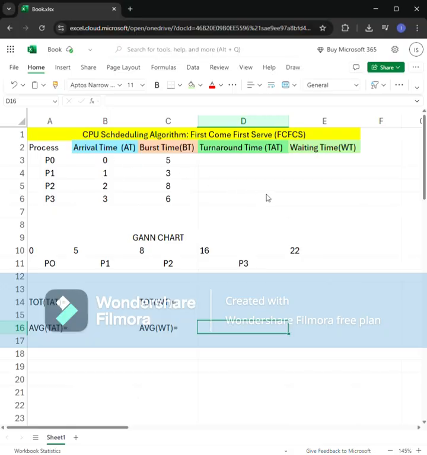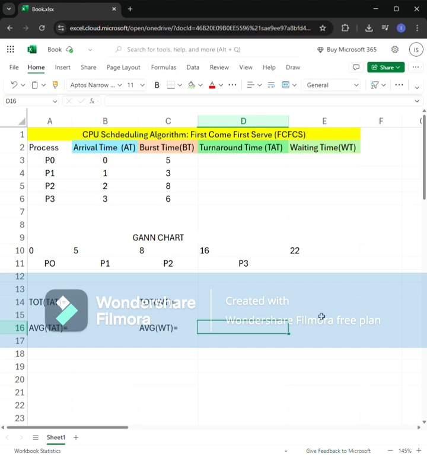This is the explanation of the numbers. 0, start of first process, P0. 5, P0 finishes, P1 starts. 8, P1 finishes, P2 starts. 16, P2 finishes, P3 starts. 22, P3 finishes, end of schedule. In this Gantt chart, there are the results of completion time. Let's put them in the table.